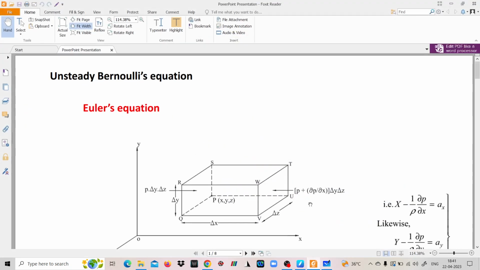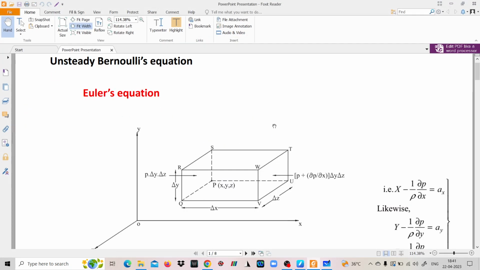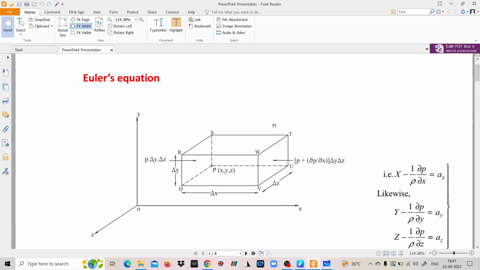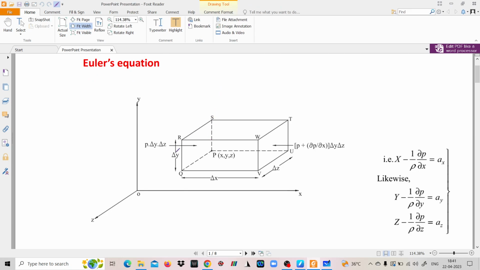Now, let us begin with the unsteady Bernoulli's equation. In order to understand it, we will first have to discuss Euler's equation. So let us consider a fluid control volume as shown in this figure, whose dimensions are delta x, delta y and delta z along x, y and z direction respectively. This P is any arbitrary point whose coordinates are x, y and z.